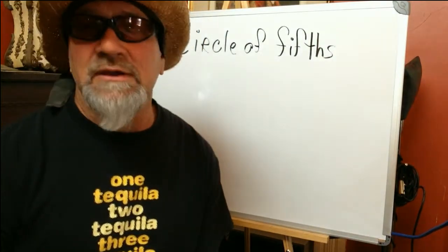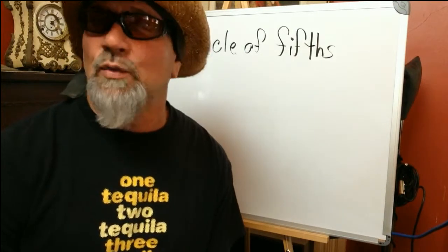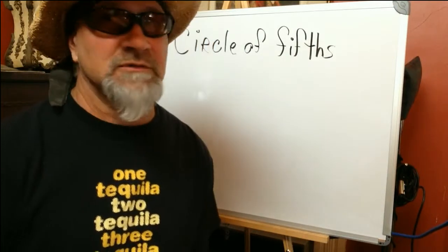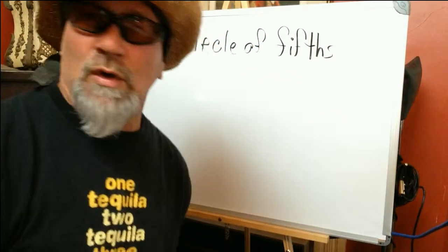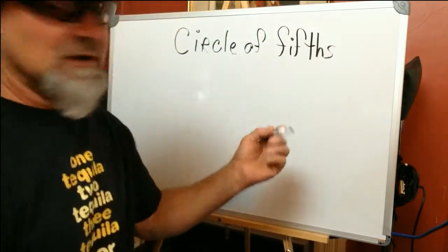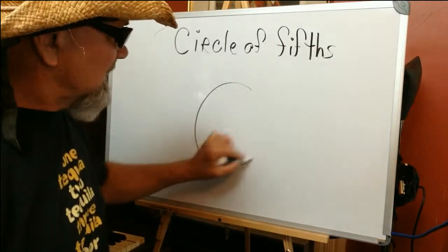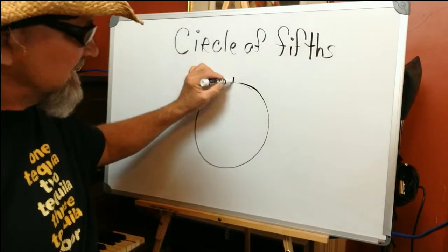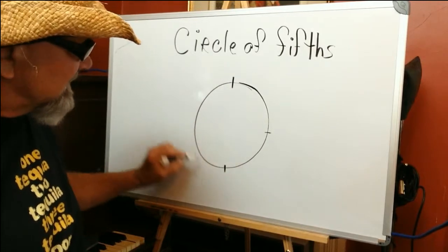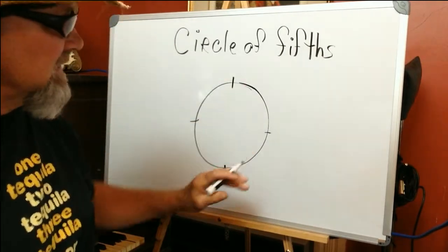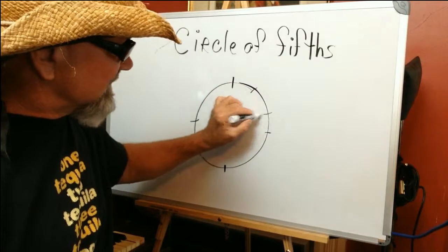Suppose you're getting ready to read a piece of sheet music and you wonder what key you're in. I'm going to show you real quick how to learn your key signatures. We use a circle of fifths. We start with a circle, much like a clock. We have 12 o'clock, 3 o'clock, 6 o'clock, and 9 o'clock. Okay, and we fill it in.